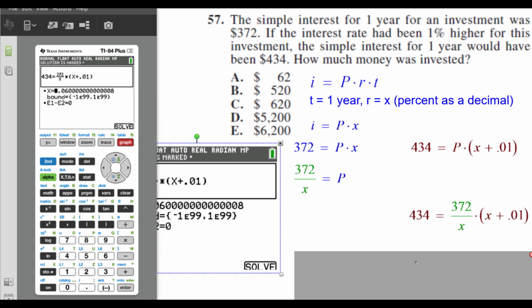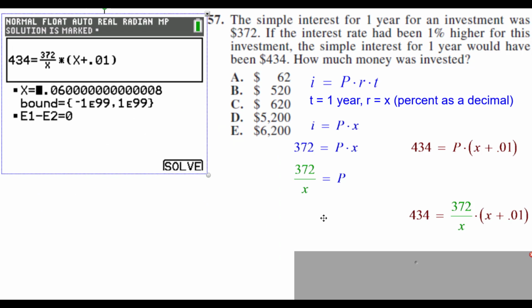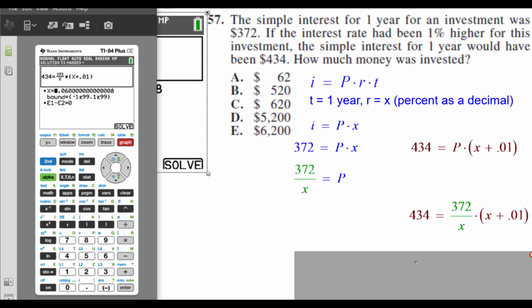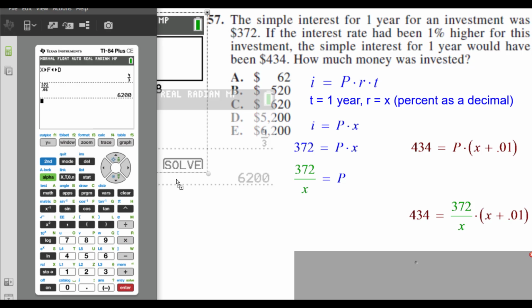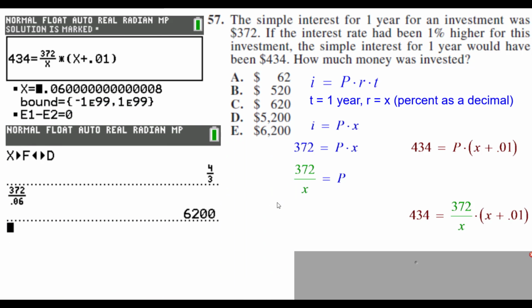Now, that is not my answer, okay? 0.06 is not my answer. That's my interest rate. I'm going to have to find out what P is so I can substitute into either one of these formulas. I think this one would be easier. So 372 divided by 0.06 should be my answer. So off to the home screen, fraction template, 372 divided by 0.06. I could also put the x there if I wanted to. $6,200. Letter E.